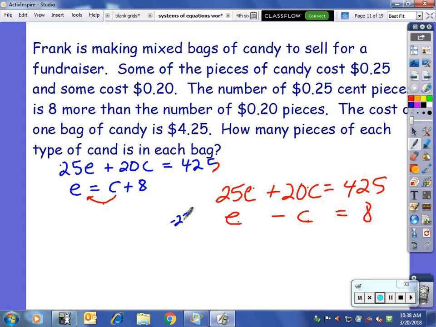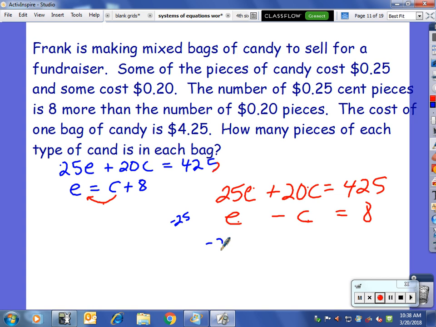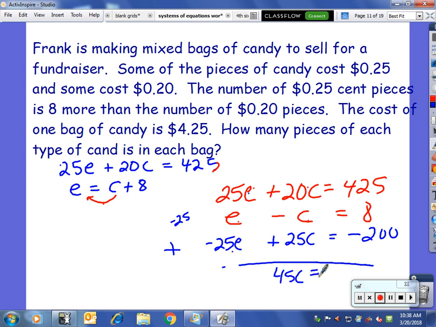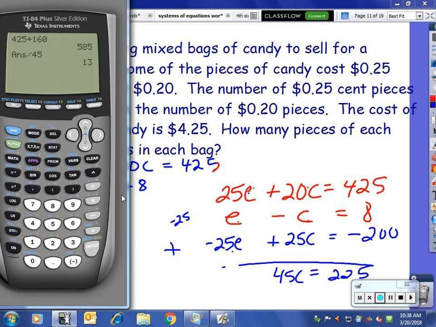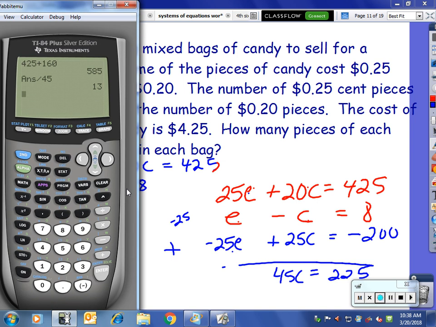Okay, by negative 25. Now watch out for your signs. That's going to give you negative 25e plus 25c equals negative 200. Now when you add them up, your e's cancel out. I'm getting 45c equals 225. 425 minus 200. And 225 divided by 45 is 5.